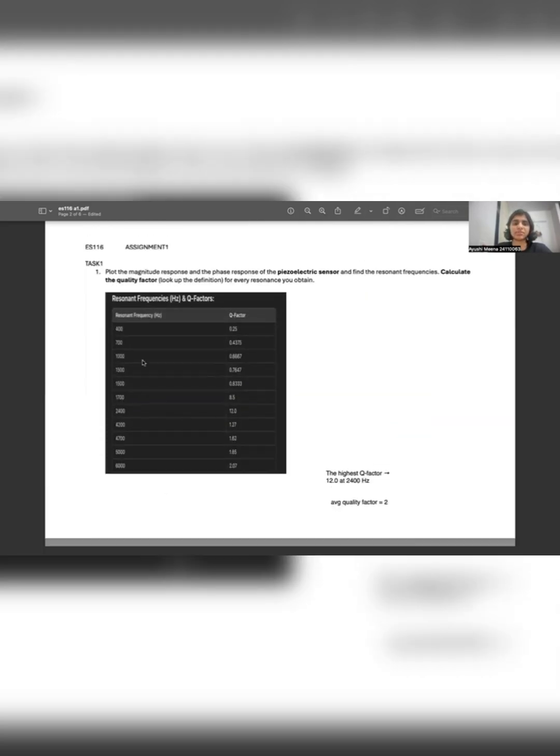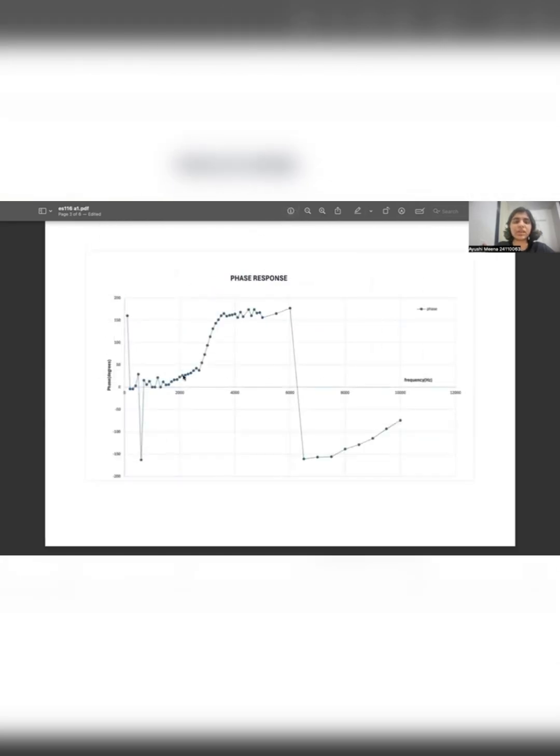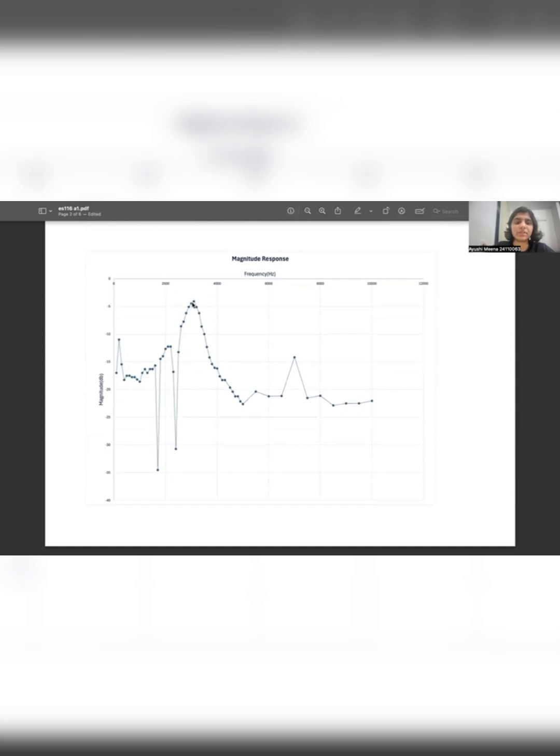Now here we can see the resonant frequencies that we obtain are 400, 700, 1000, 1300, 1500, and these. And the respective quality factors are these. We can see that somewhere around 2400 hertz, we obtain the highest quality factor, that is 12. And the average quality factor is 2.75.